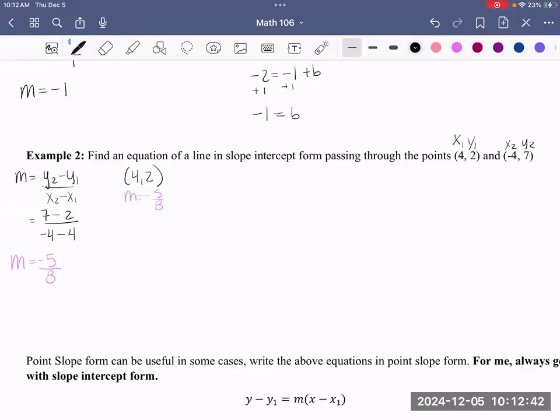And we're trying to work it into y equals mx plus b. I'm going to shift some things around. There we go. So we know that this is your slope. Your x is this point here, and your y is that point right here. So let's go ahead and work that in. 2 is equal to -5 over 8 times 4 plus b.